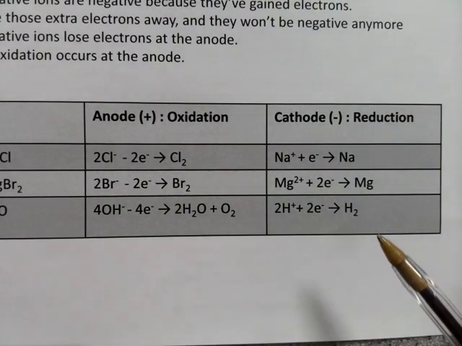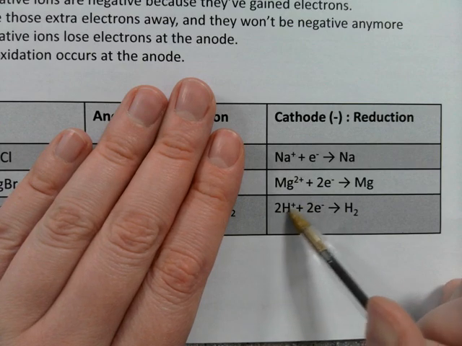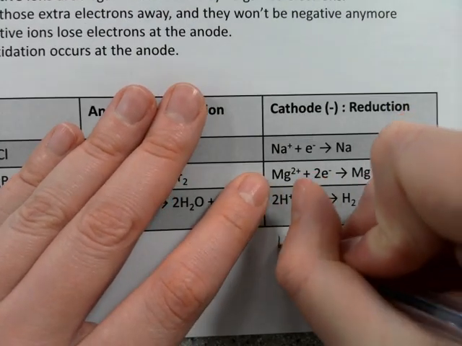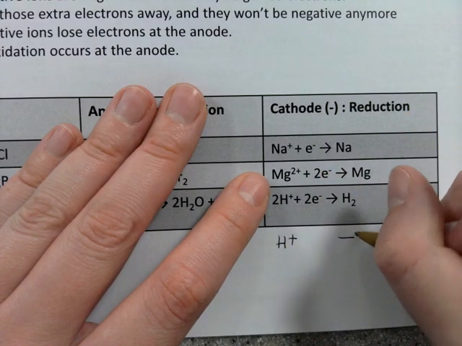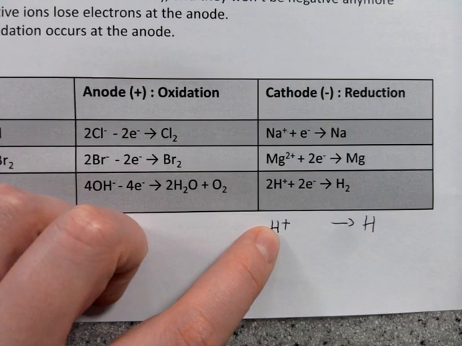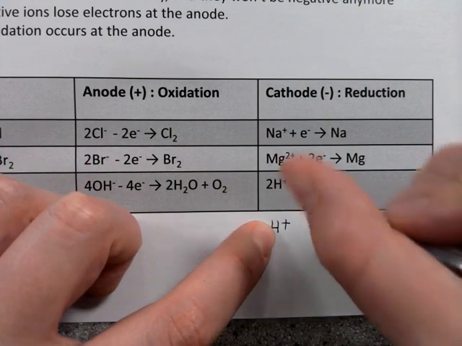The hydrogen example, slightly trickier, okay? Again, I've got my positive hydrogen ions, okay? And if I were to write this out initially, I would have H+, and I want to turn it back into H. I don't want it to be positive anymore, okay? So to do that, just like I would have done above, it's positive because it lost an electron.